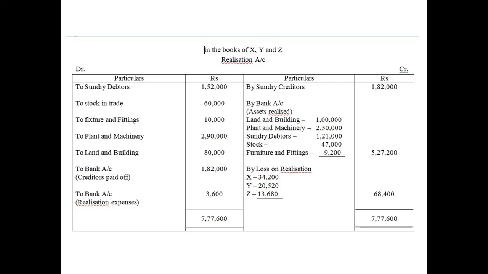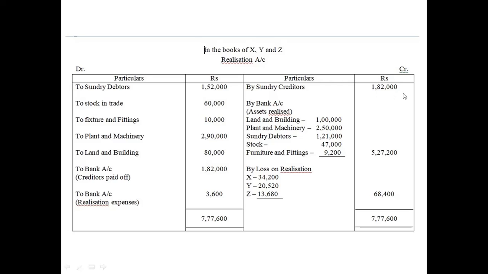Let us start with the liabilities side. In the liabilities side, there are two items, sundry creditors and capital accounts. In the previous video, I have already mentioned that capital accounts will not come in the realization account. So only one item will appear in the credit side from the liabilities side, that is your sundry creditors. Sundry creditors is of amount 1,82,000. So write down here by sundry creditors 1,82,000.